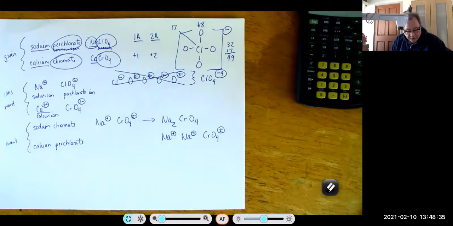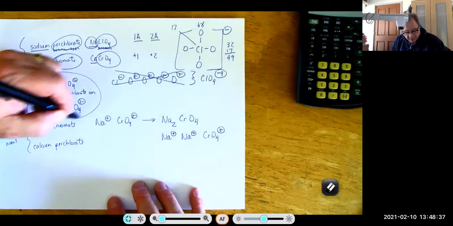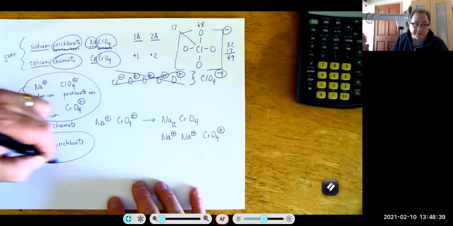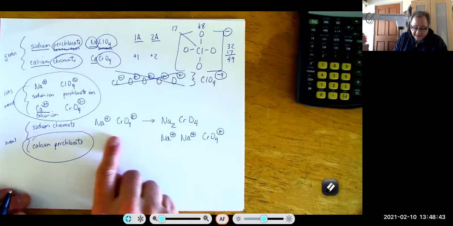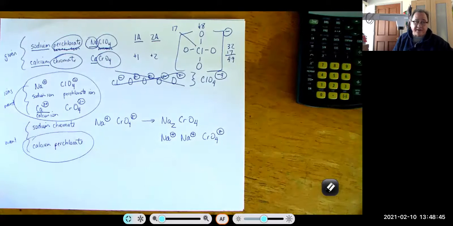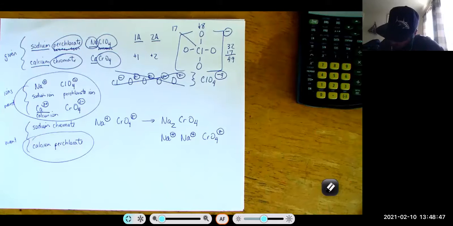So I want you to use this information up here, and I want you to get the formula for calcium perchlorate. Do it the same way we did here, where you write the ions out, then switch and simplify, okay? Okay.